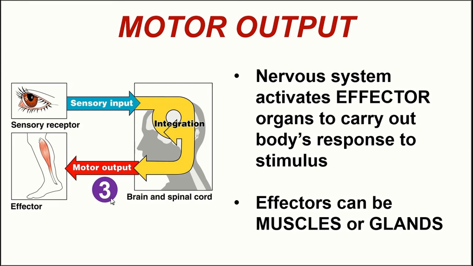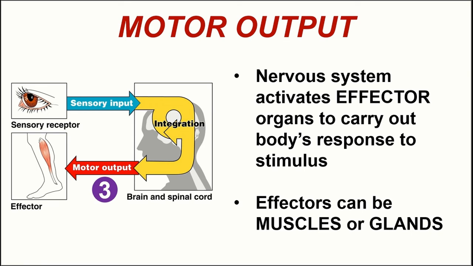And this is where the nervous system will activate an effector organ. And effector organs are structures that carry out the body's response to a particular stimulus. Now, effector organs can be muscles, that is, it can be skeletal muscle, cardiac muscle, smooth muscle, or it can be a gland of some type. And these effectors will change what the body is doing depending on the particular stimulus that is occurring at that particular time. So that's our motor output.